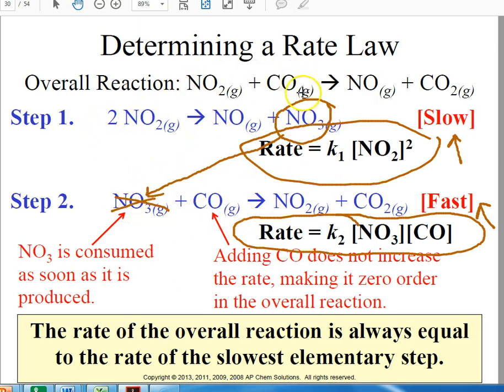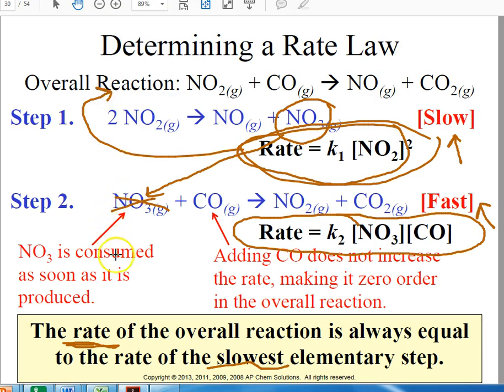So if step 1 is going really slow, and you're using that NO3 as soon as it's made in step 2, adding this CO is not going to change your rate any because it's in the fast step. And it's this step before it that's determining our speed. So the key is that the slow step always determines your rate. The slow step determines your rate. So the rate law is always the rate law of your slow step, and if there's any steps before it, they can contribute to the rate law as well. But in this case, there's no steps before it.